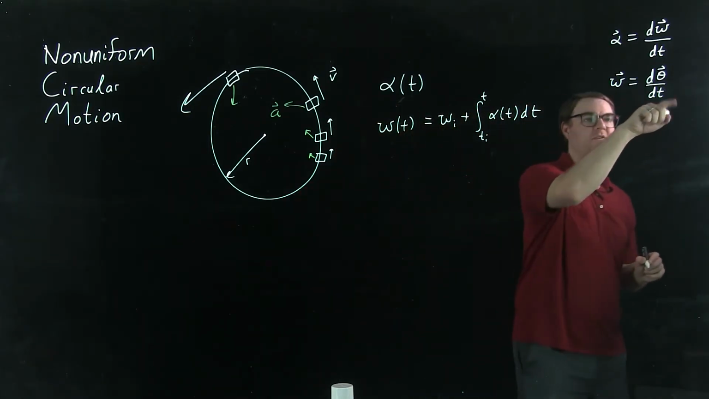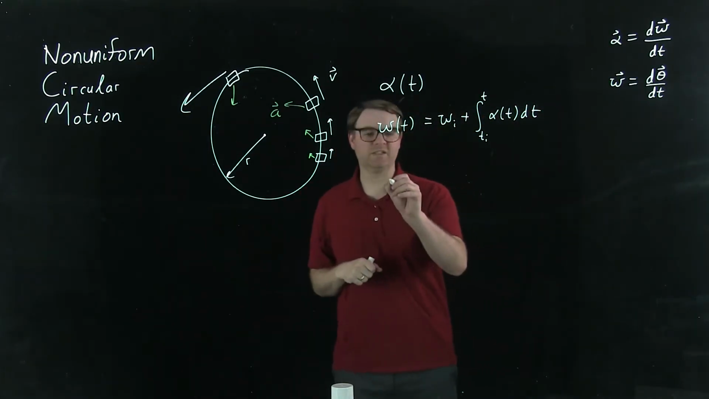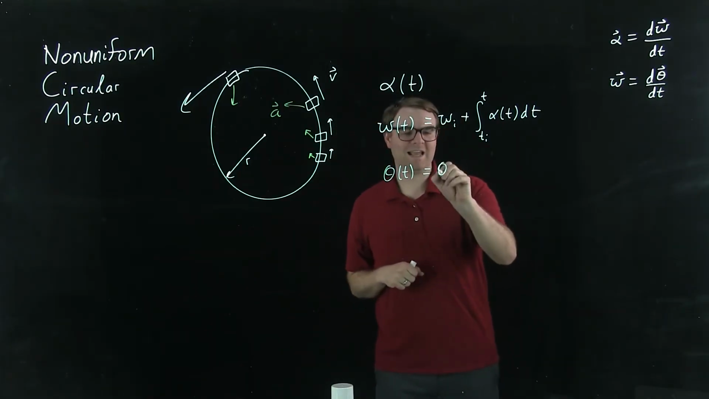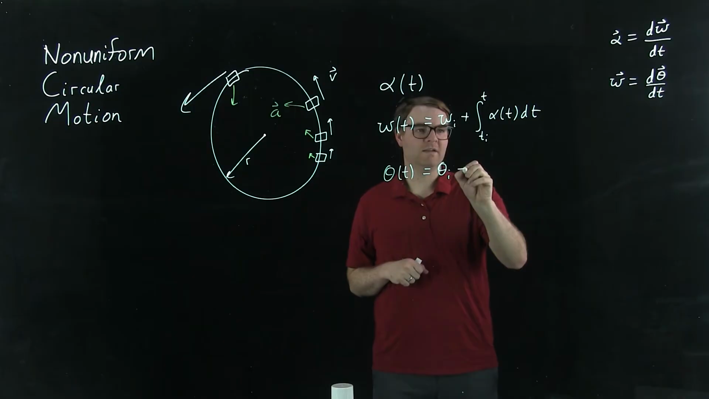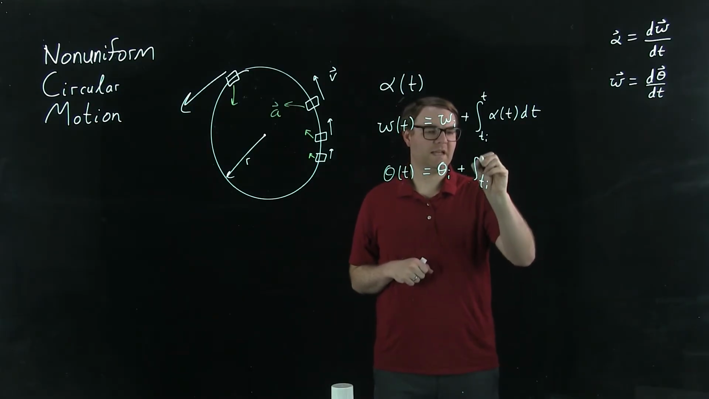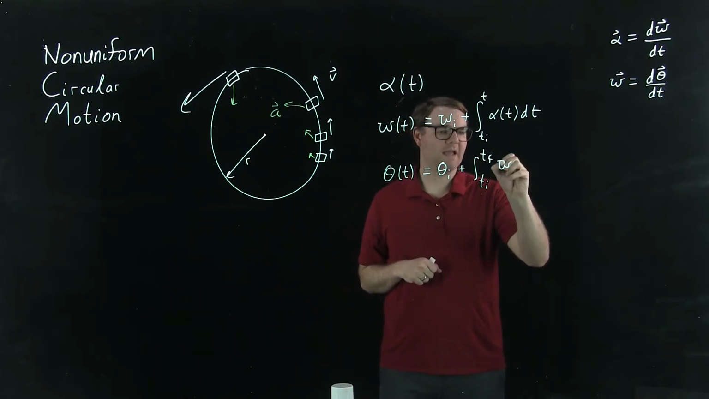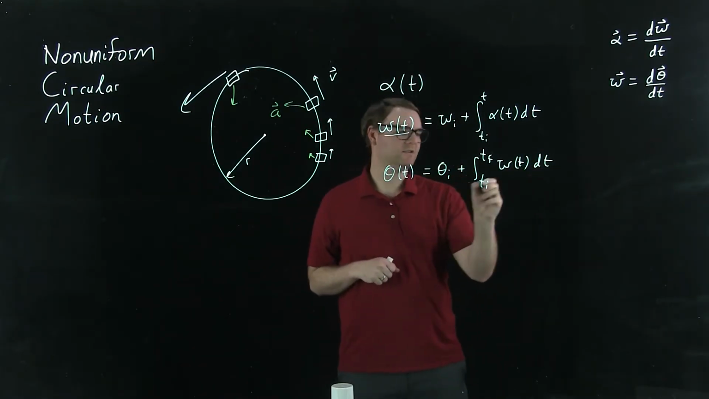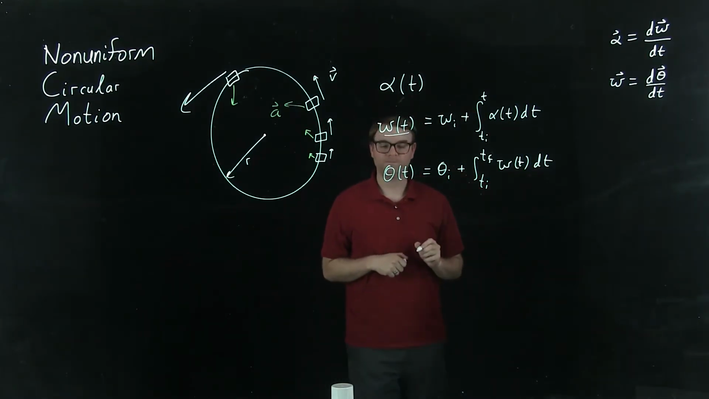If we want to take another step up to get the angular position as a function of time, we can do the exact same thing: theta i plus the integral from t i to t f of omega of t dt, where you can just take this omega of t and plug it right in there.